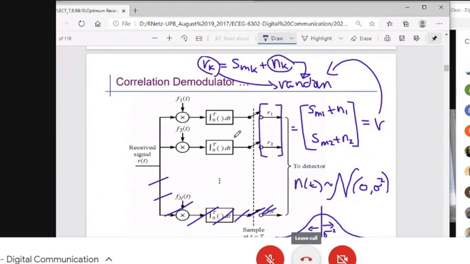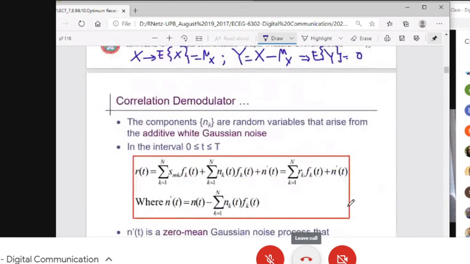If you look into the output from each branch, there is a part which is correlated to the signal, and a part which is correlated to the noise. The part correlated to the noise is designated as NK. Because the noise is random, NK would be random. And if NK is random, then R is random. So if R is random, the question is what would be the distribution, the mean, and the variance of R. For that, we start with the assumption that the noise is Gaussian distributed with zero mean and some variance.